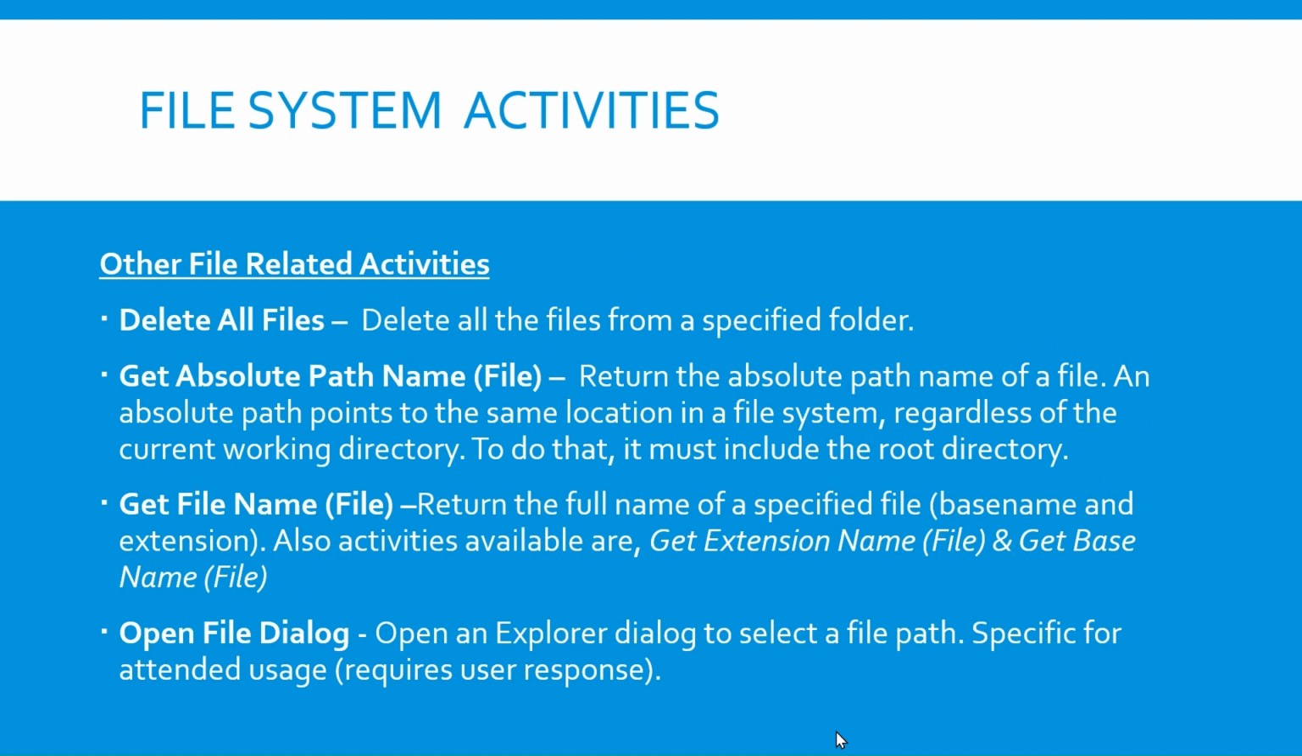Another activity is open file dialog. Just as in the case of open folder dialog, where we have seen that we can select a folder and it gives the path of that folder as the output parameter, in the case of open file dialog, we can select any file and it will give us the path of that file. Now, let's see how to implement these activities.